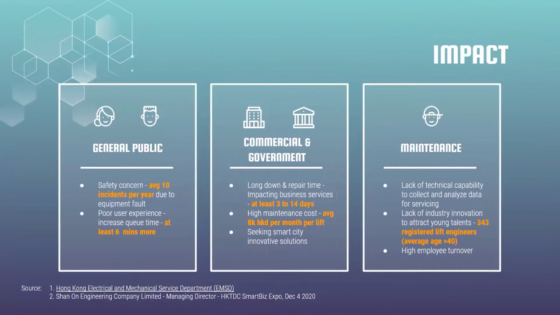This problem impacts 3 user groups: public, commercial, and government maintenance. According to the Hong Kong Electrical and Mechanical Services Department, there are roughly 10 major incidents reported per year in Hong Kong due to equipment fault. With the frequent unexpected lift downtime, it is estimated that the wait time increases by at least 6 minutes per user per trip. It also has various other impacts, which you can see from the slide, and I will not go into detail.